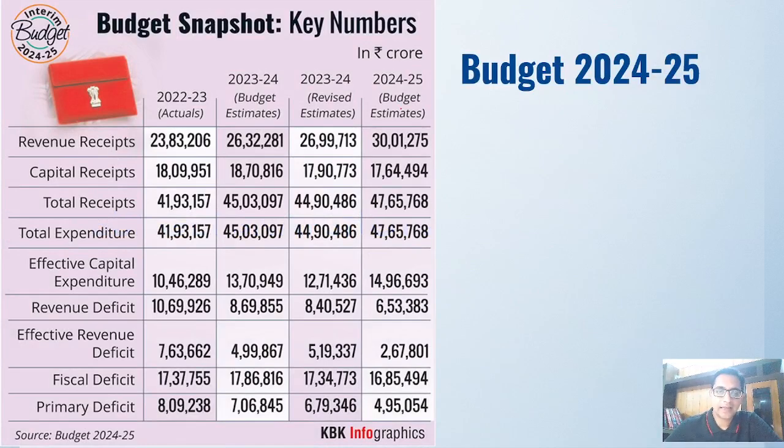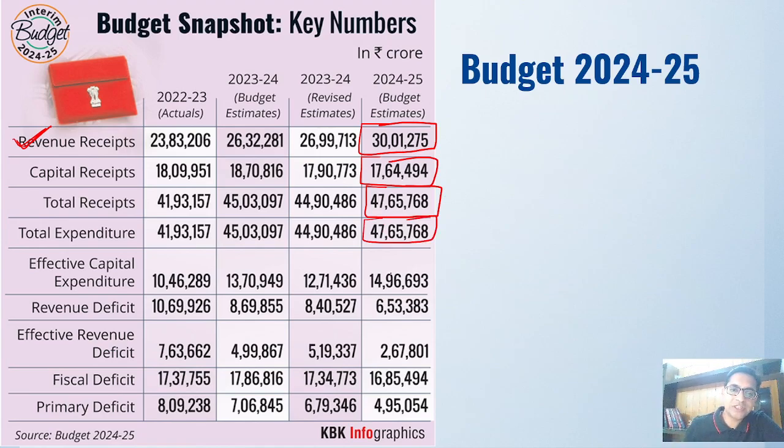Here the government has given a budget in which the government's budget estimate for revenue, the government is saying that we are expecting 30 lakh crore of revenue that we are going to get. The government said that under capital account we will be getting 17.64 lakh crore rupees. So total receipt we are going to get is 47,65,760, and the same only expenditure we will be doing. That means you will be getting the total receipt, you are doing total expenditure, right?